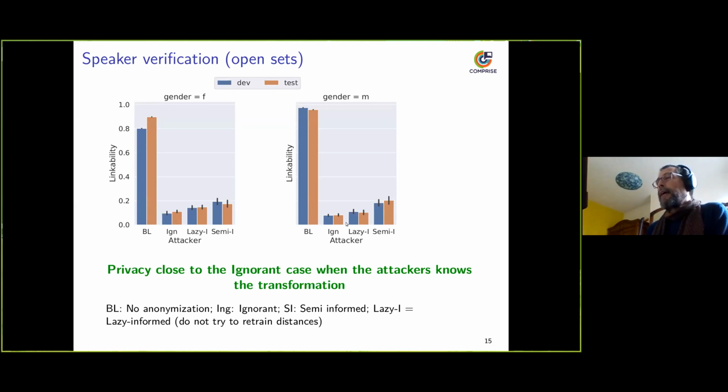And the ignorant attack is something that we cannot, in fact, consider, but it has been mainly considered in the literature before. We can observe that we can reduce a lot the identification of the speaker when we do not assume that the attacker has knowledge of the transformation. Now, in the semi-informed case, when the attacker knows the transformation but does not know its parameters, we obtain linkability results that are very close to the ignorant case. This is the lower bound we can reach. So it's a very good transformation, in fact.